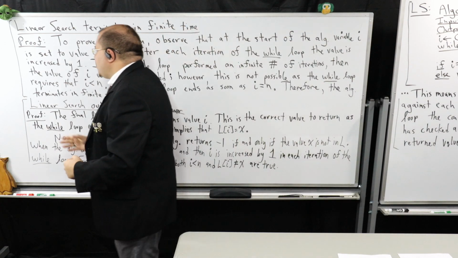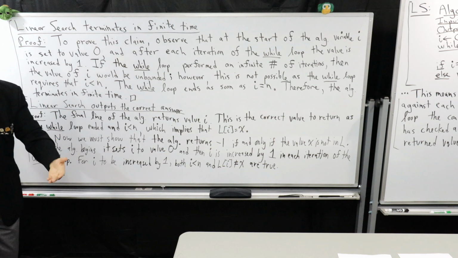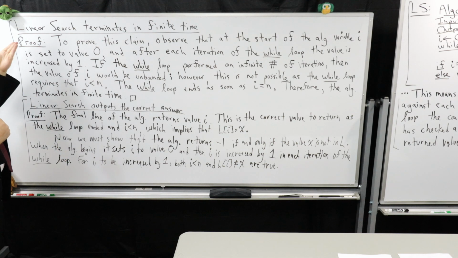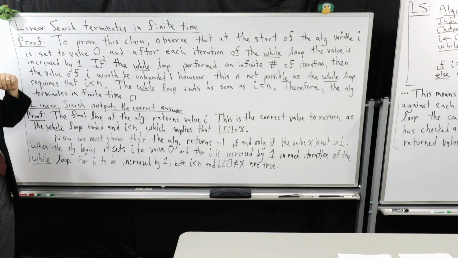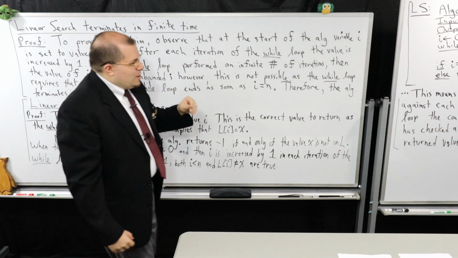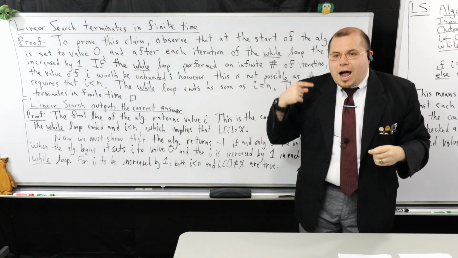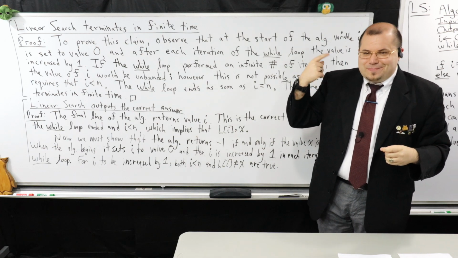So I'm going to first start off by proving that this actually terminates in finite time. I want you to first observe that, like I said, the algorithm starts by setting I to the value 0. And then after each iteration of the while loop, observe that inside this loop over here, it's always going to increment I by 1, right?